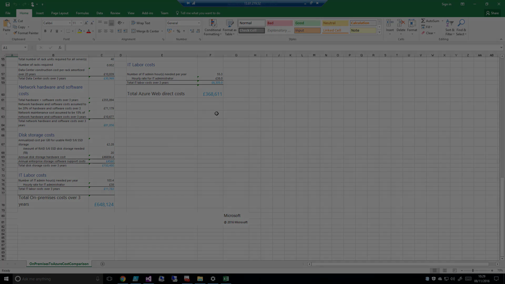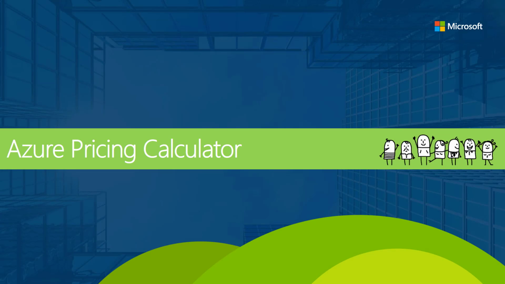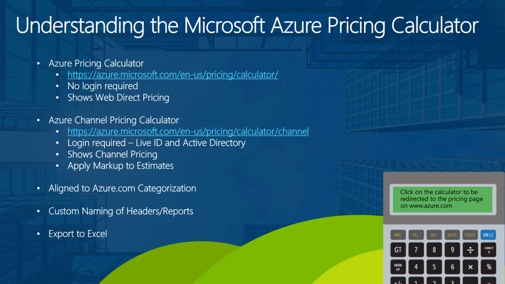So now we've looked at some of the sizing and calculators out there on the web. What I want to do is start looking at understanding the Microsoft Azure pricing calculator. The Microsoft Azure pricing calculator comes in two flavors: the public calculator, which aligns to direct web costings, and the channel pricing calculator for partners, which is secured by a login and accommodates markup to estimates. Both tools are aligned to Azure categorization and allow custom naming and exporting to spreadsheets.